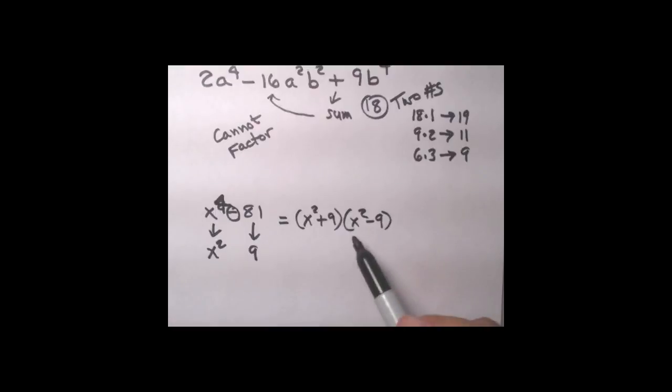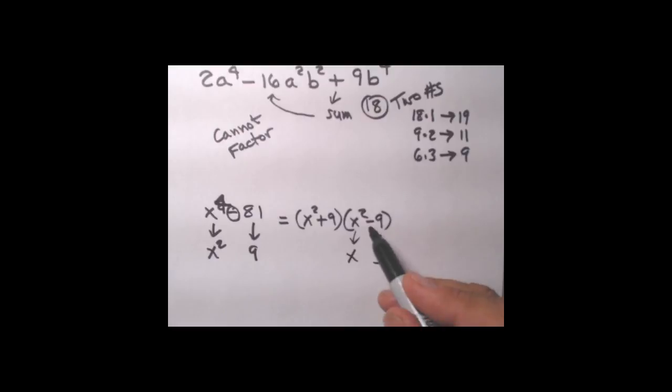Well, here's what you have to watch out for. See the second guy? He's a difference of 2 squares again. We can again factor him. Not the first guy. The first guy's got a plus in between, and you can't factor him with real numbers. But this one you can. The square root of x squared is x. The square root of 9 is 3. So, since we have the required minus sign, this one factors into x plus 3 times x minus 3.